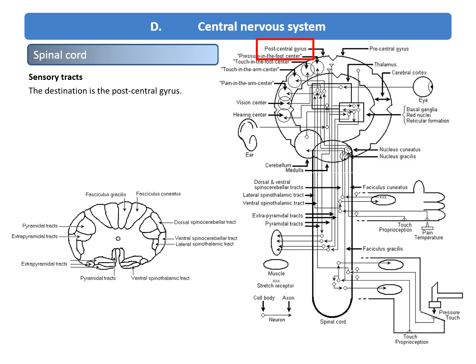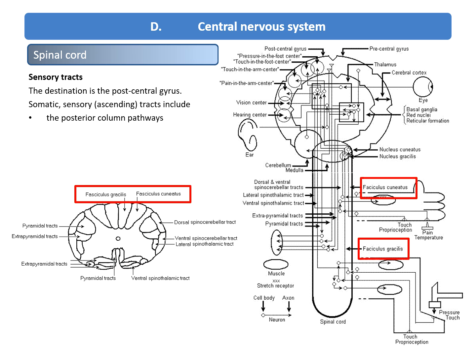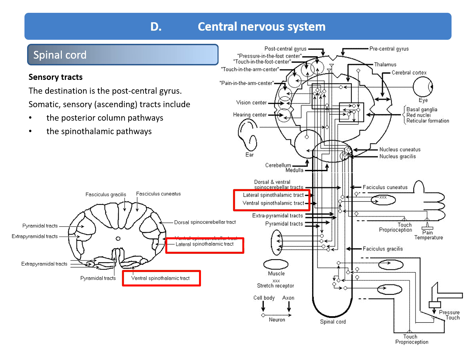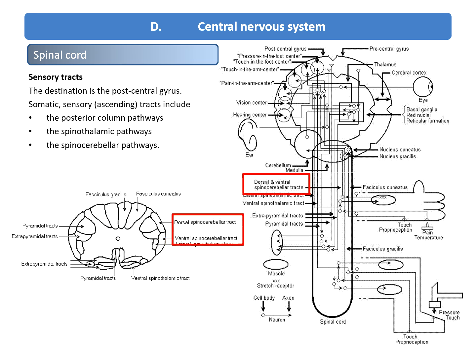The destination is the postcentral gyrus. Somatic sensory or ascending tracts include the posterior column pathway, the spinothalamic pathway, and the spinocerebellar pathway. Notice the names of these pathways. They're often named in the order of conduction. For example, spinothalamic conducts from the spinal cord to the thalamus. Spinocerebellar, from spinal cord to cerebellum.